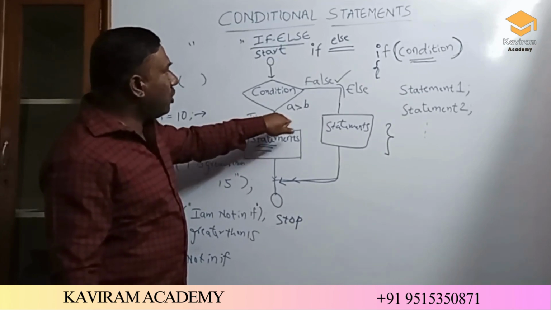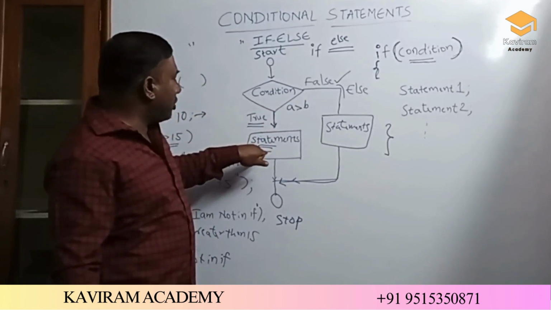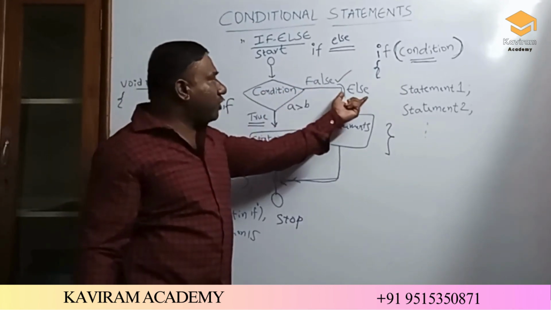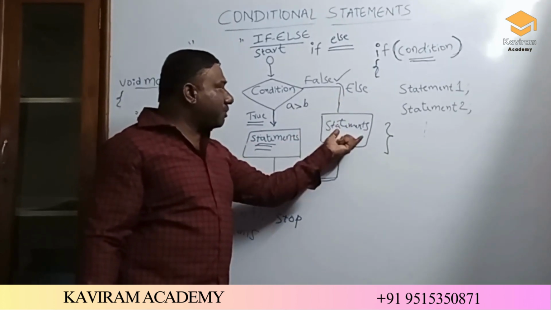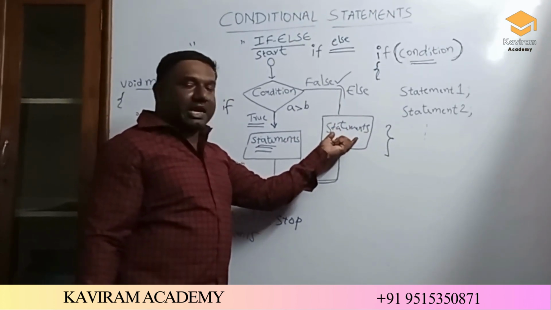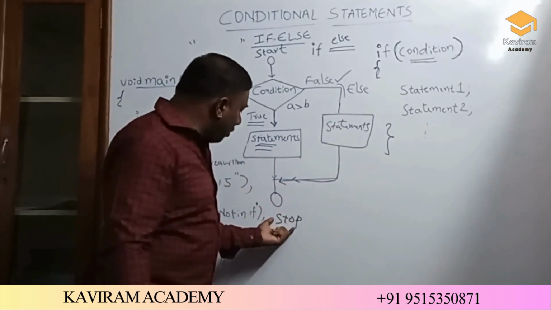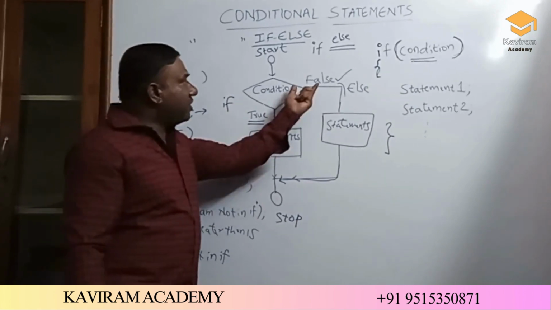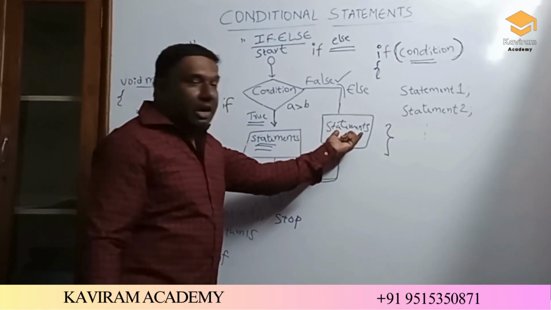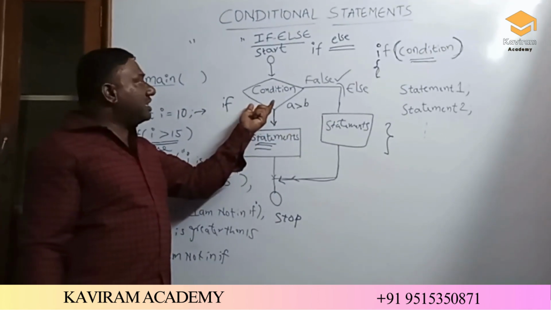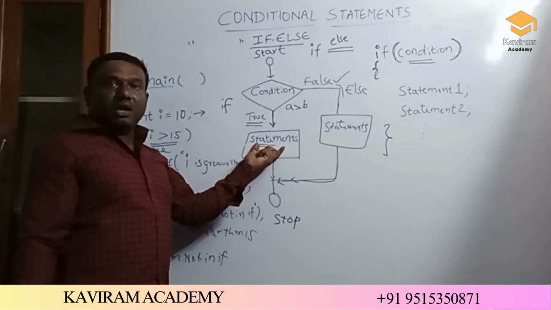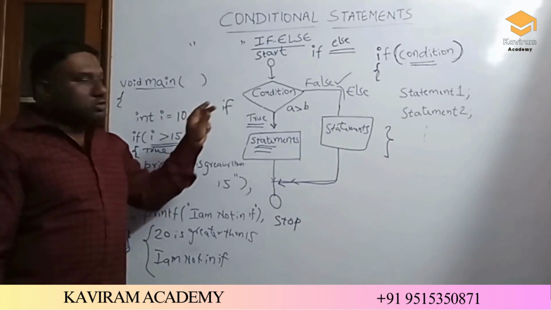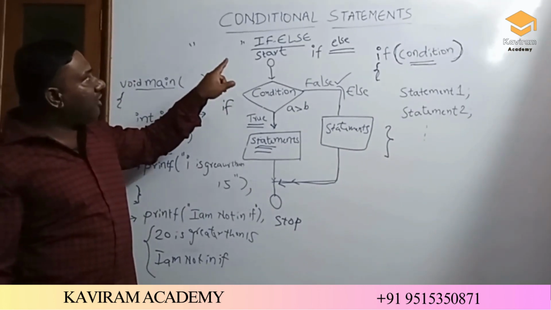So if the condition is true, it is going to execute these statements. If the condition is false, then it will go to the else part, and whatever statements are present in the else will be executed, and then comes the end of the program. If the condition is true, these statements will be executed. If the condition is false, these statements will be executed. But in the if case, only if the condition is true will the statements be executed. If the condition is false, it will not execute any statements. It will come out of this if case. Okay. So this is the basic difference between if and if else.